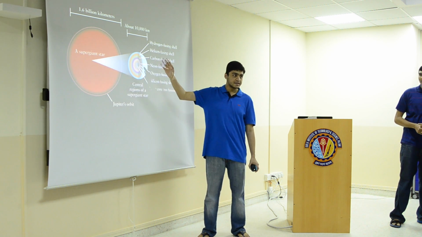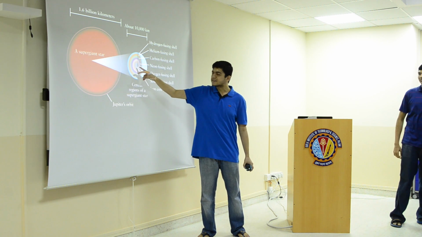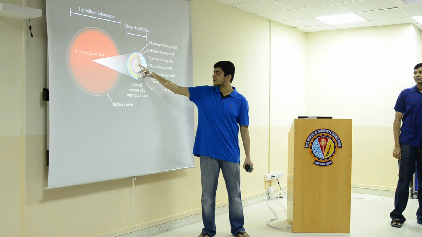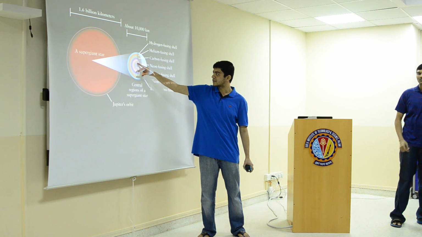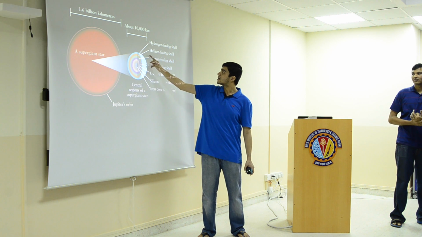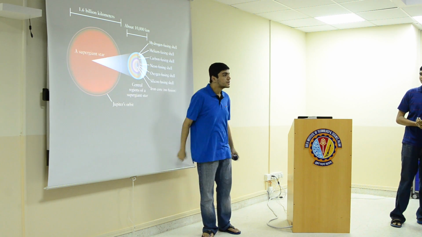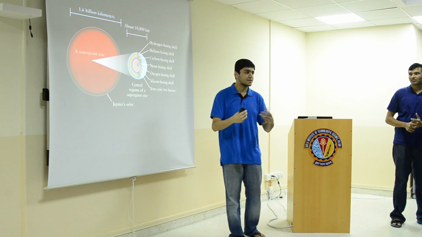Different layers are at different temperatures, so they fuse different things. The center heats up, it initiates the next one, which heats up and initiates the next. So it's cascading outwards: hydrogen, helium, carbon, neon, oxygen, silicon, and iron. And all hell breaks loose when we get to iron.